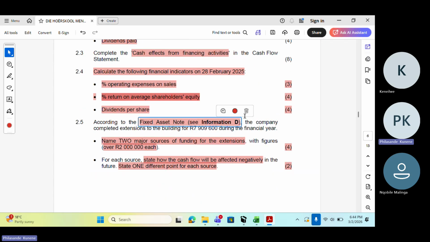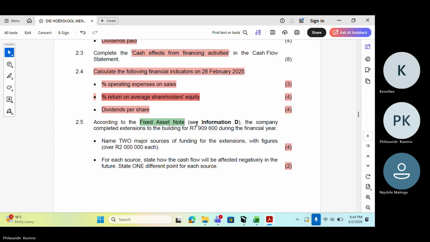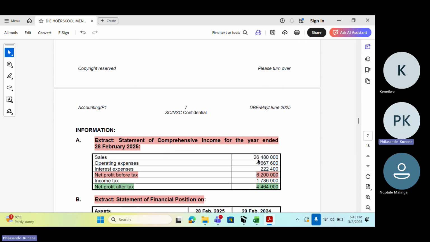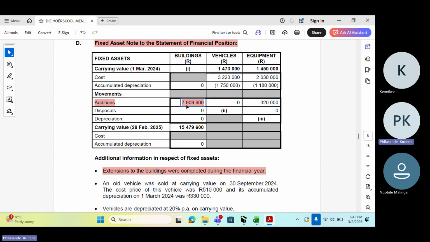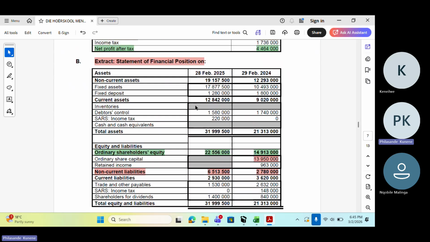Okay. Now let's go to 2.5 and see what we have there. They're saying, according to the fixed asset note, see information D, the company completed extensions to the building of 7,909,600 during the financial year. These were the additions.